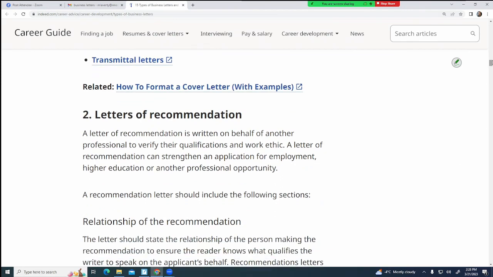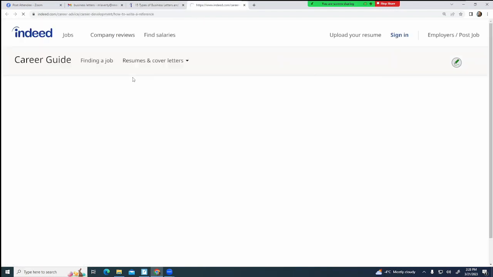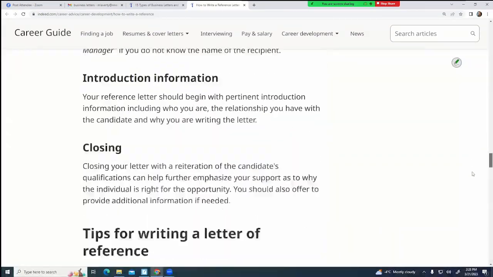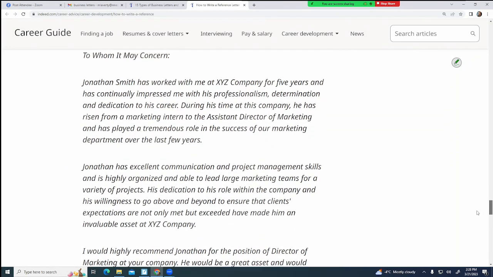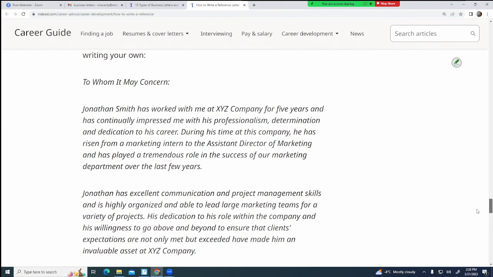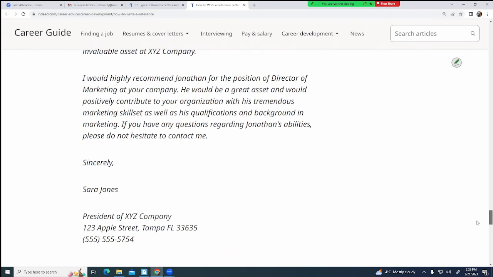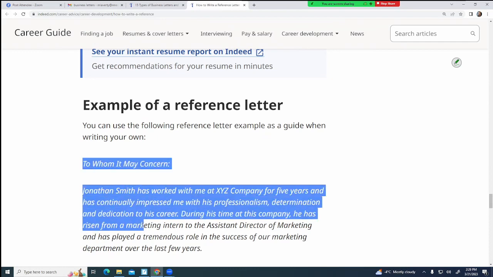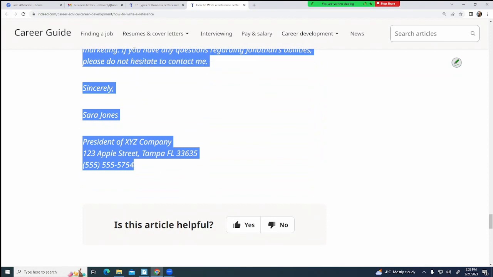So we have a letter of recommendation. Let's go to reference letter. I'm just going to scroll down, and they have an example here at the bottom. All right, so what I could do is copy and paste this letter, the text of it.